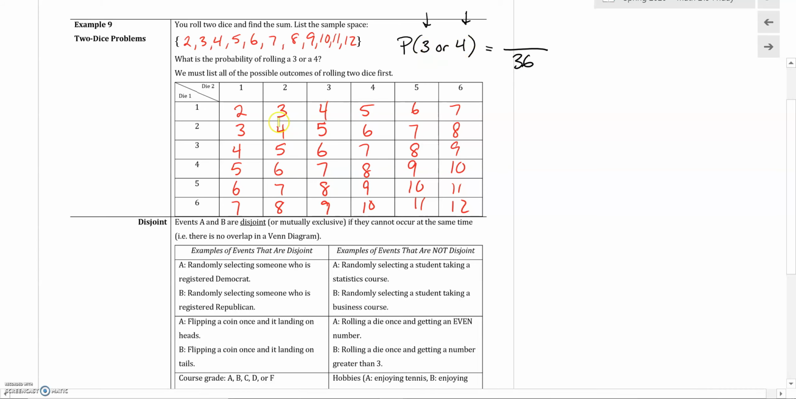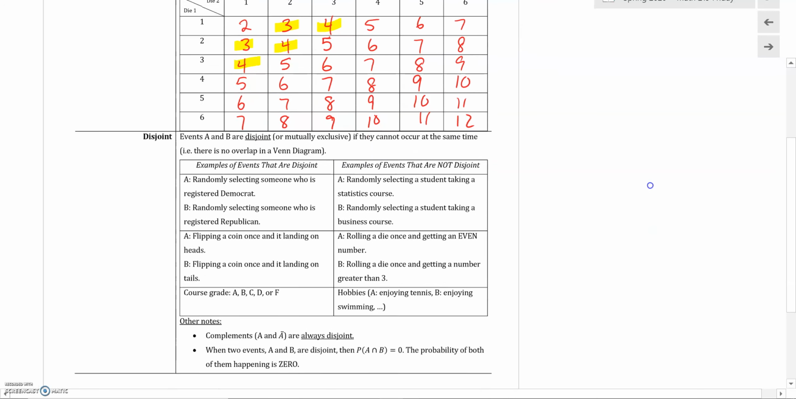Now to get a 3 or 4, there's 5 opportunities for that to happen. I can get a 2 and a 1, or a 2 and a 2, or a 1 and a 2, or a 1 and a 3, or a 3 and a 1. So there's 5 different ways that can occur. So the probability of getting a 3 or a 4 should be 5 out of 36.